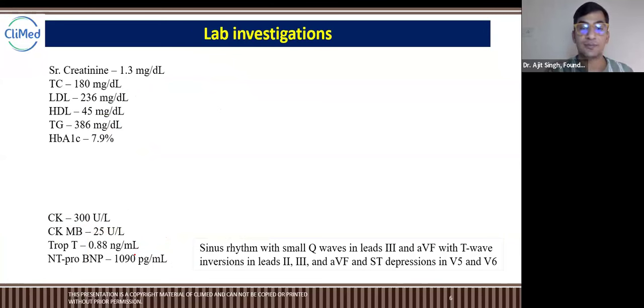Troponin T. How much should it be? Troponin T raised, HbA1c raised, LDL raised, triglycerides raised, increased BNP, raised CK, troponin T raised. What is the normal level of troponin T, guys? Less than 0.2, somebody is saying less than 0.4, less than 0.5.